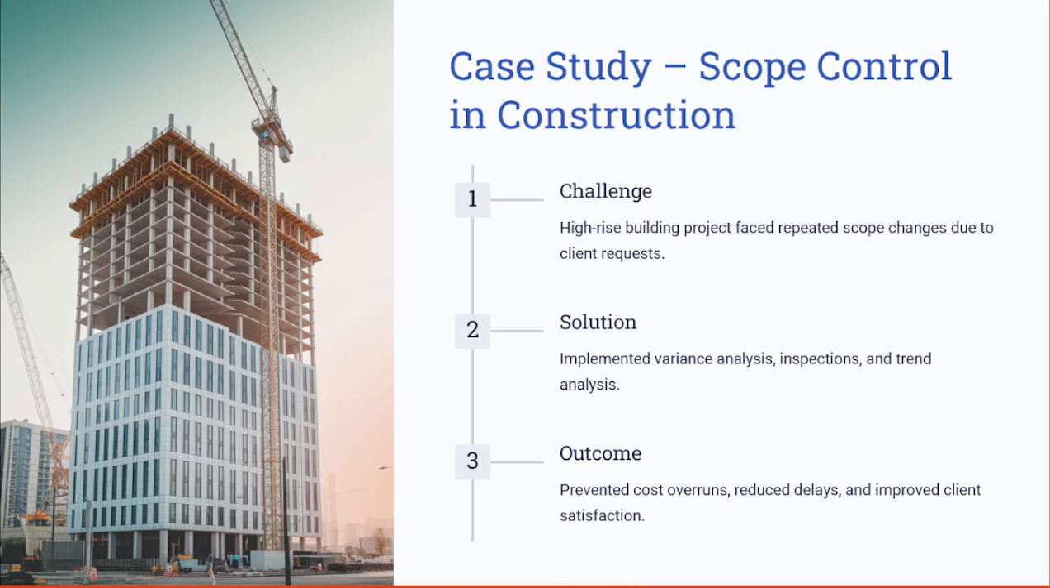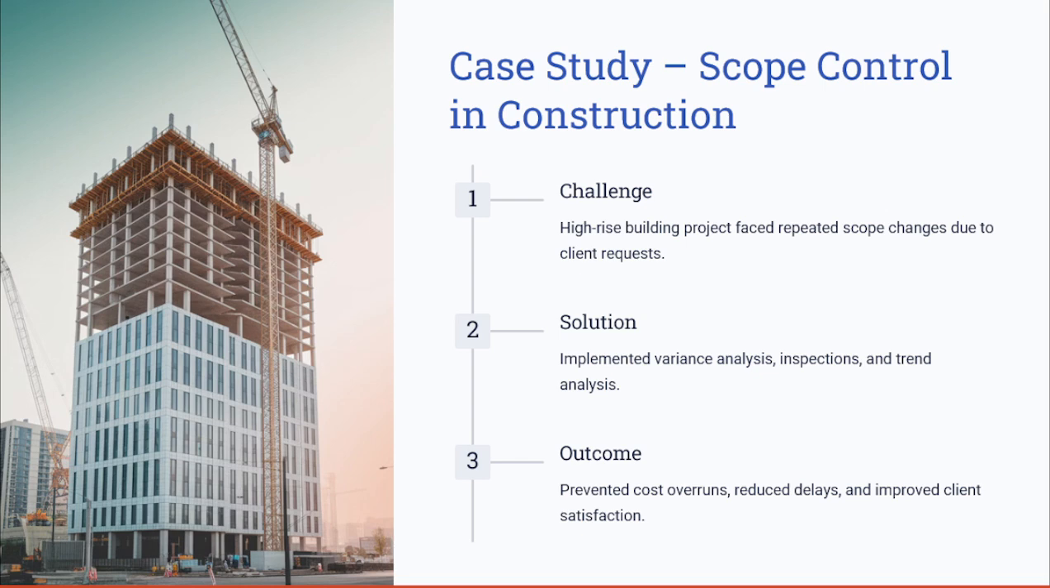Let's look into one of these case studies to see scope control in a construction project in the real world. Say there is a scenario where a high-rise building project faced repeated scope changes due to client requests. The project manager implemented variance analysis and inspection to understand the impact on the scope. And by using trend analysis, the project manager and the team predicted future deviation based on the number of requests and the trend of the client requests, which required them to adjust the plans accordingly.